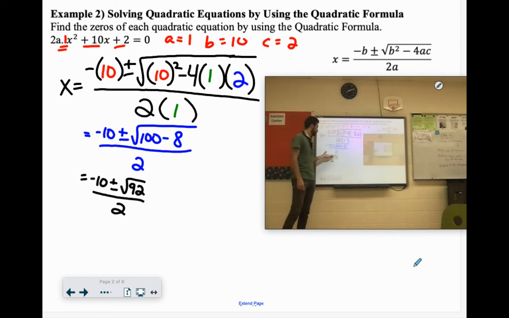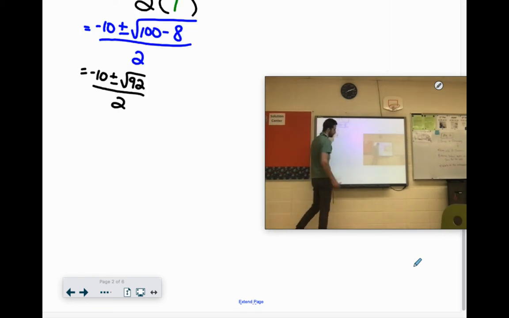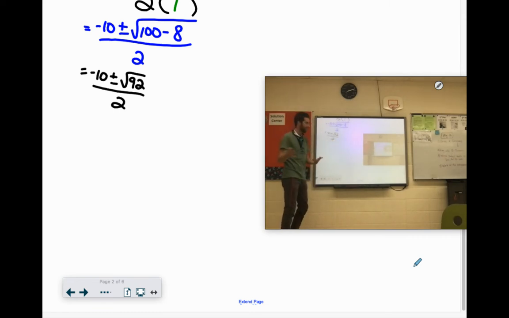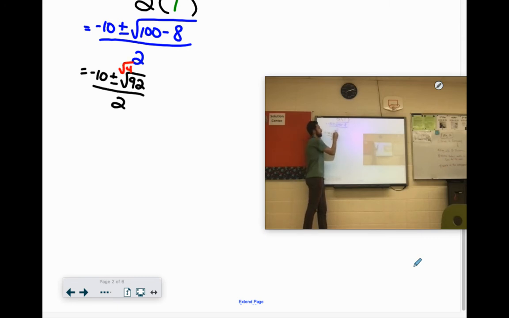In Algebra 1, you probably just took the square root of 92 and said 9 point blah, blah, blah, and rounded to the nearest decimal. For us, the whole reason we practiced with the radicals is for exact answers. So we're going to look for a perfect square that goes into 92. So 4 definitely goes in there. 4 times 23. Square root of 4 is 2. So we have -10 plus or minus 2 root 23 over 2.